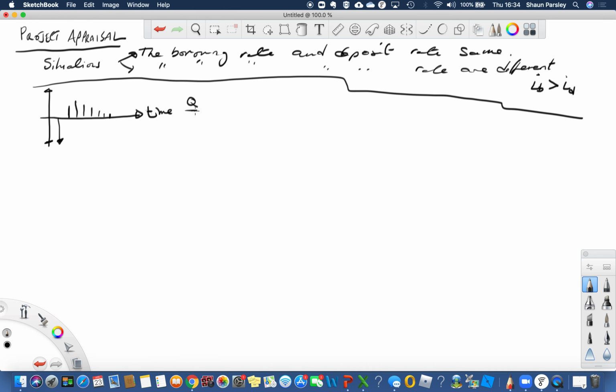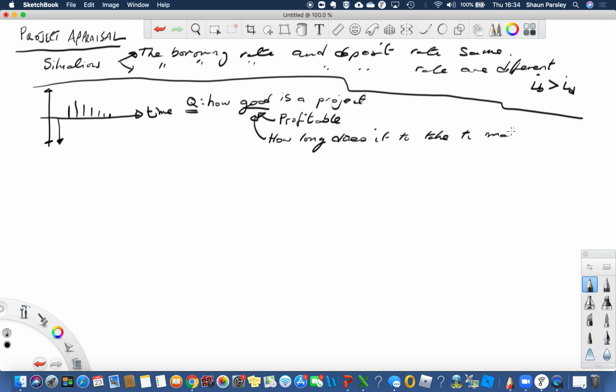So the question then becomes, how good is a project? Not an awful word to use, correct? So done it on purpose because there's several measures here. One might be how profitable it is. One might be how long does it take to, I'm just going to put make money. That can mean a number of things as well, but you get the gist of what I'm trying to say. Also, there's other things as well.